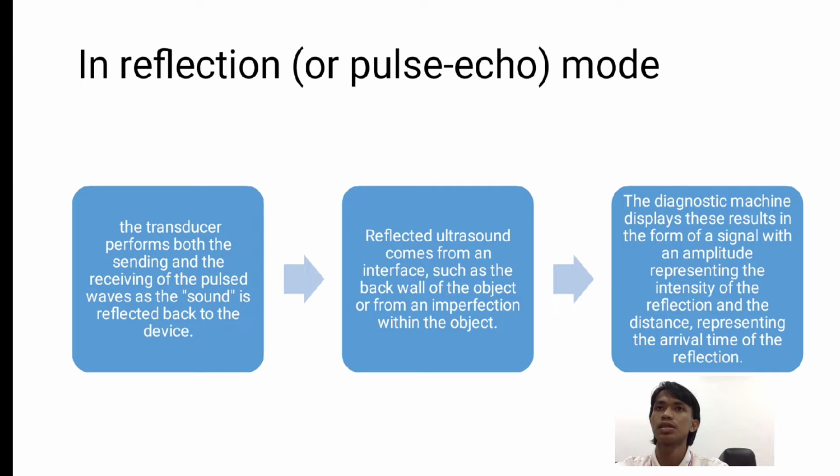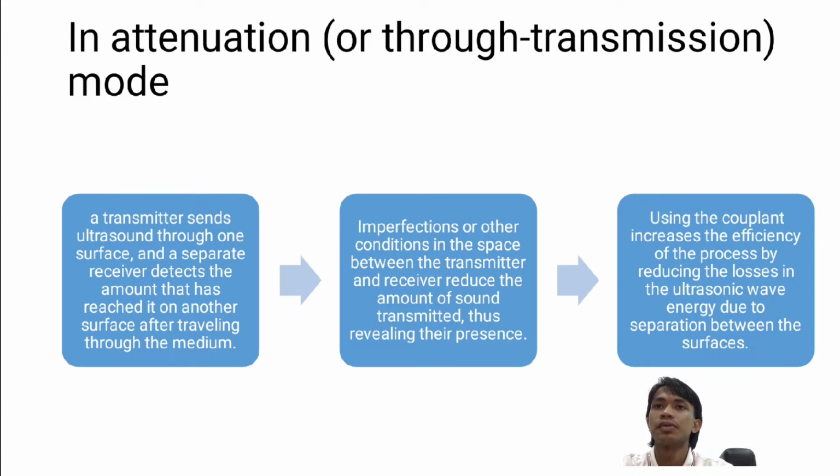I will explain about the ultrasonic process. First, the process is in reflection or pulse-echo mode. First, the transducer performs both the sending and the receiving of the pulse waves as the sound is reflected back to the device. Second, reflected ultrasound comes from an interface such as the back wall of the object, or from an imperfection within the object. Lastly, the diagnostic machine displays these results in the form of a signal wave, with amplitude representing the intensity of the reflection and the distance representing the arrival time of the reflection.